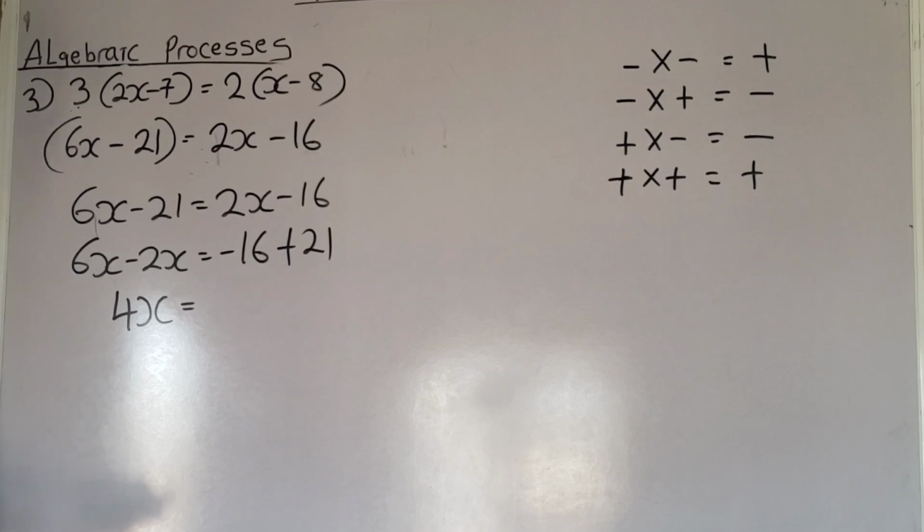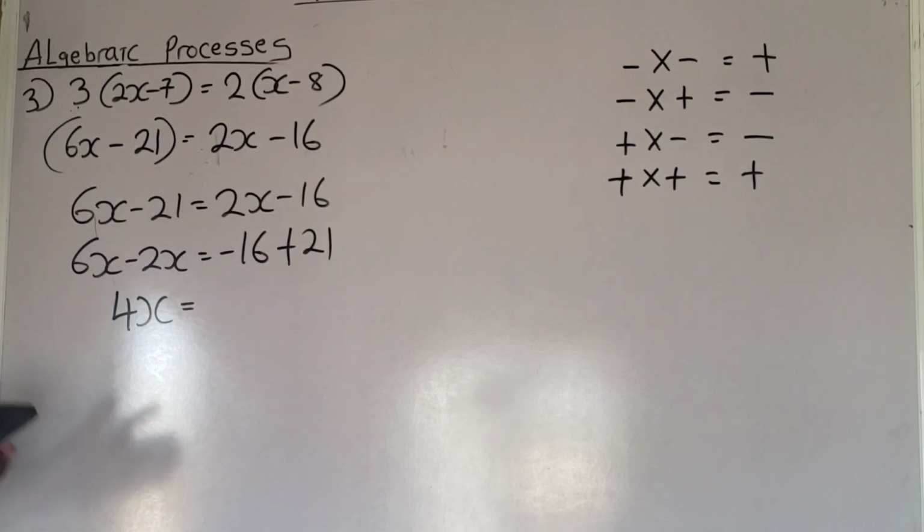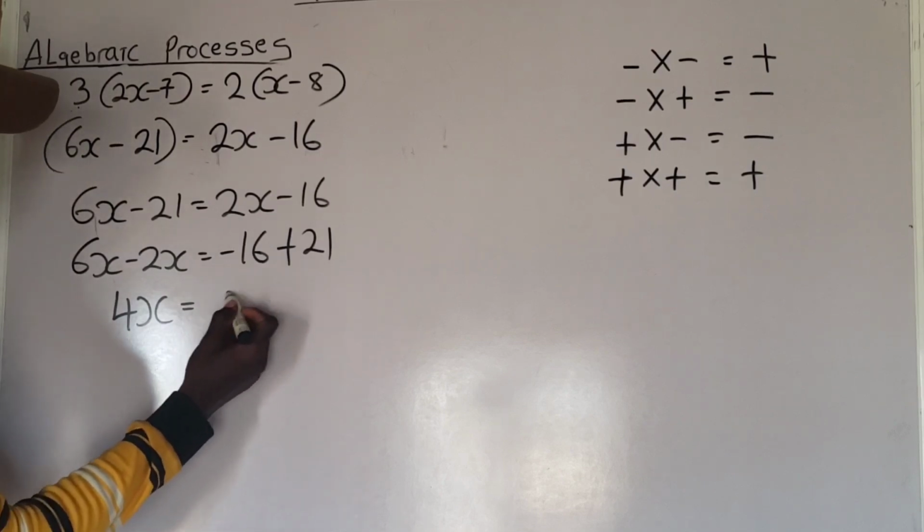You understand? That is, let's say you owe someone 16 naira. Then you are having at hand 21 naira. If you pay that 16 naira, how much are you going to be left with? That is 5 naira. You understand? So 21 minus 16 is what? 5. So for this, I'm going to have 4x is equals to 5.